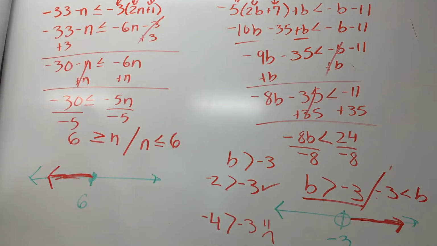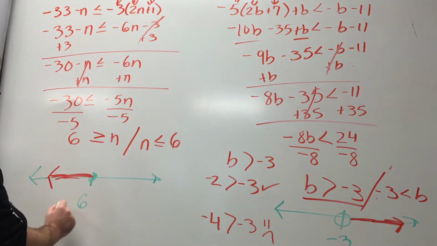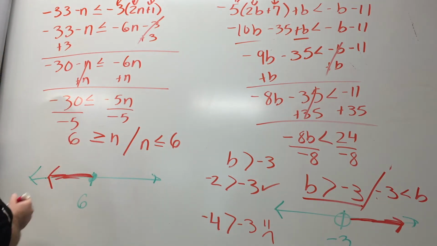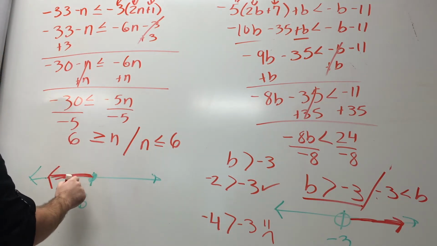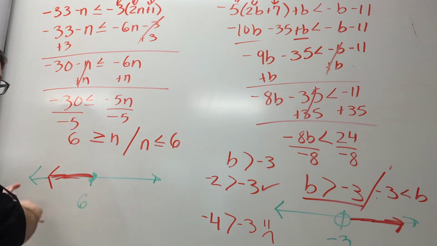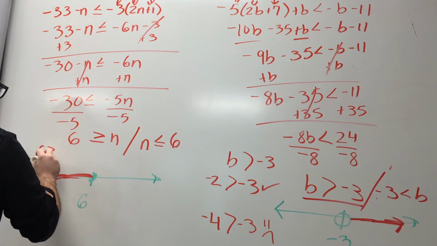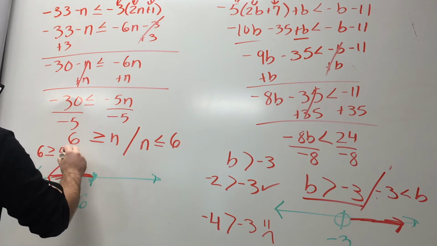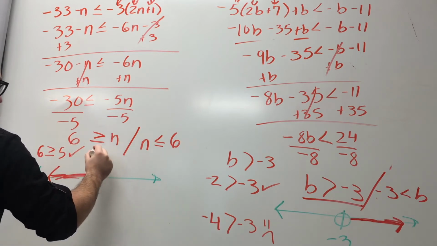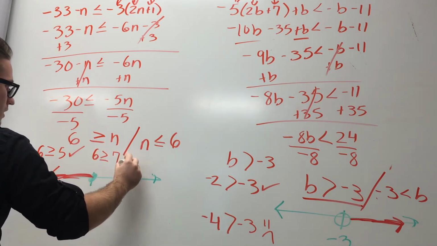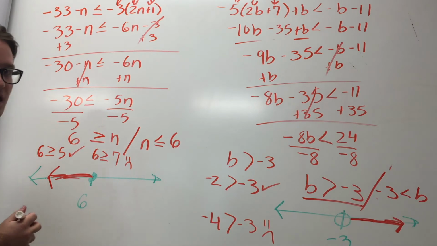Same process over here, okay? For 6 greater than or equal to n, I'm going to test 2 points. I'm going to test 5 and 7, because they're on opposite sides of the 6. So 6 greater than or equal to 5, it works, we're good to go. But is 6 greater than or equal to 7? No. That's why we have to shade to the left.